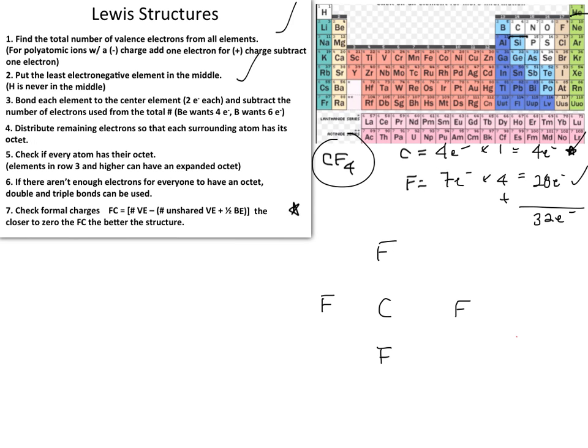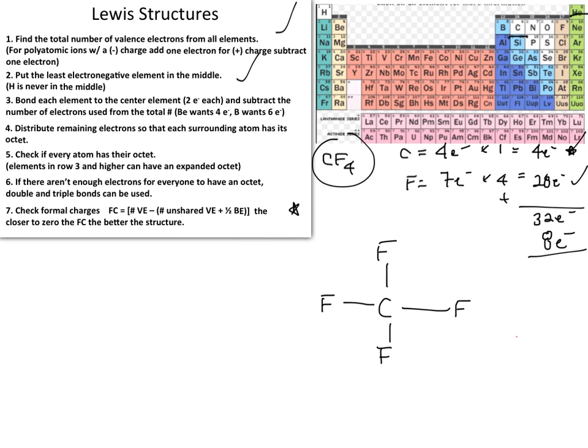And now we're going to move on to step number 3, which tells us to bond each exterior element to the central element. In this case, fluorine is going to bond to carbon 4 times. Each one of these bonds that I have just drawn represents 2 electrons. Okay, so 1, 2, 3, 4 bonds, so 4 times 2 is going to give me 8 electrons. Notice that on this right-hand side, I'm keeping a tally of the number of electrons that I'm using.